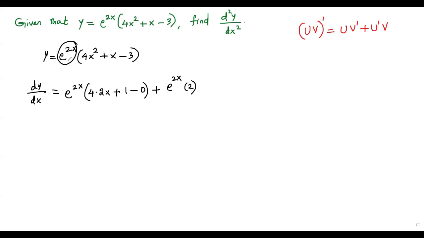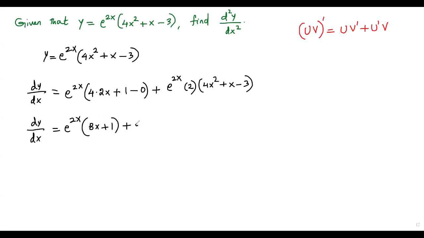So the derivative of the first term e to the power of 2x is the same, and by the chain rule, the derivative of the exponent 2x is just 2. I have to keep the second term v as it is, that is 4x² + 2x − 3. Okay, now let's simplify. So dy over dx equals e to the power of 2x times (4 times 2x is 8x + 1), positive e to the power of 2x, so we can distribute this 2 to the stuff inside the second parenthesis.